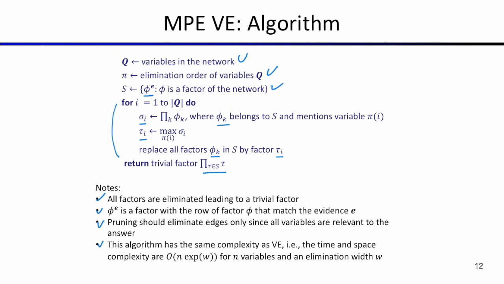And the complexity of this algorithm is the same as the complexity of variable elimination. It's basically the same algorithm with just one small modification: we change the summation operation to a maximization operation. So we can expect the complexity to be n times an exponential in W, where n is the number of variables and W is the width of the elimination order. All right, I think that is good for this first video.